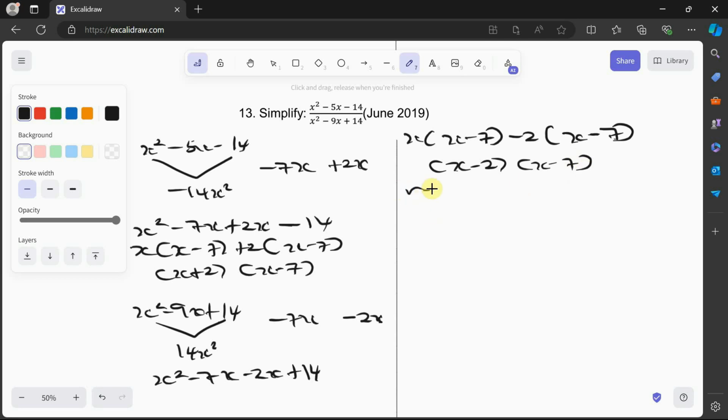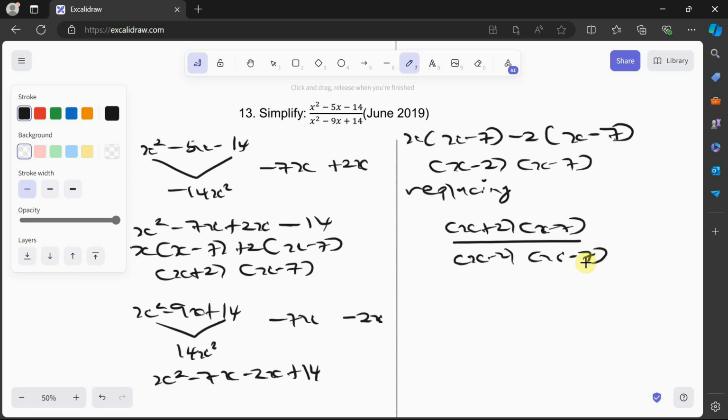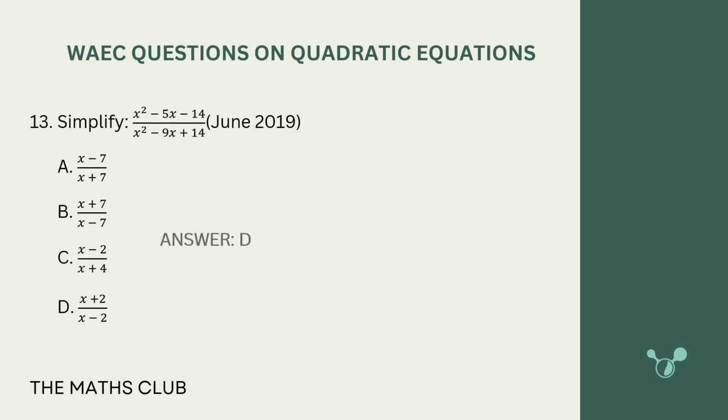So let's replace. For the top, we had x plus 2 and x minus 7. And then for the bottom, we had x minus 2, x minus 7. So this can cancel this. So we'll be left with x plus 2 over x minus 2. That will be option D.